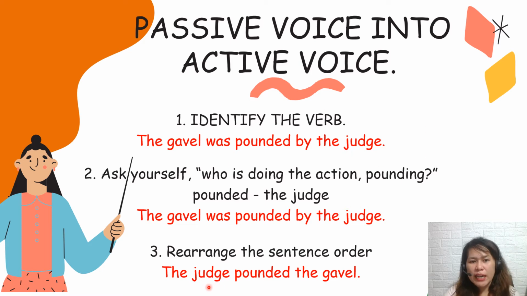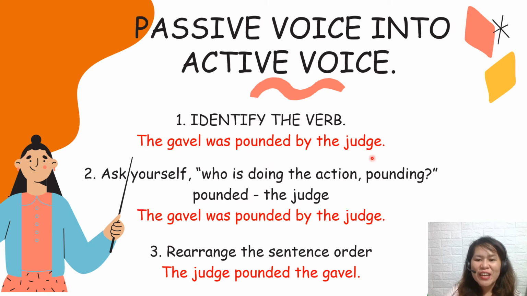Gagamitin natin yung formula. 'Di ba? Meron tayong formula subject, past participle, at yung ating doer. Tatanggalin natin yung helping verb, tatanggalin natin yung by object, kaya ang matitira na lang, the judge pounded the gavel. Okay, so tatanggalin natin to para maging active voice siya. Kasi ang formula natin, subject, verb, and then the object, dapat, 'di ba?